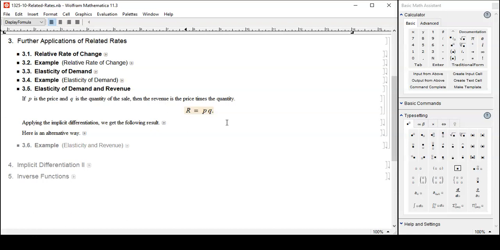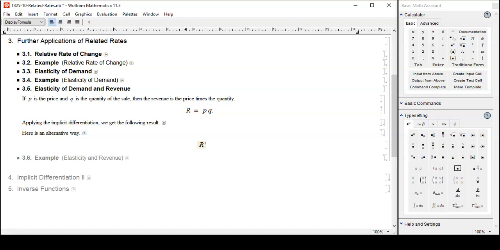So here we go. R is P times Q. And basically what you want is maximizing the revenue. So eventually what you want is R prime is P prime Q plus PQ prime, of course, by the product rule. And you're going to set it equal to 0. Or when is it greater than 0? When is it less than 0? And when is it equal to 0? Those kind of things.